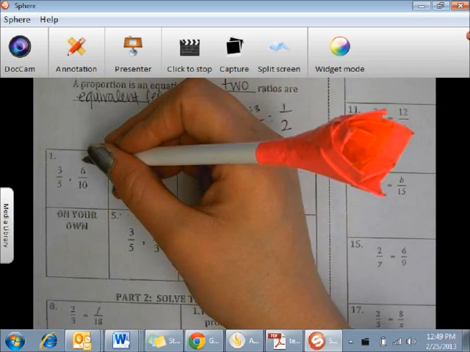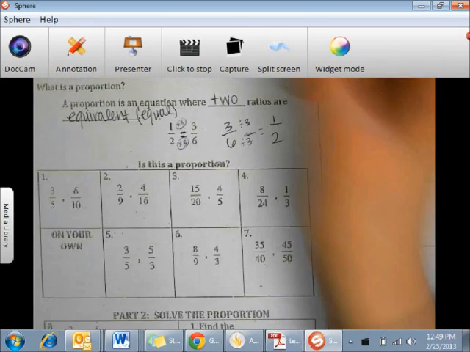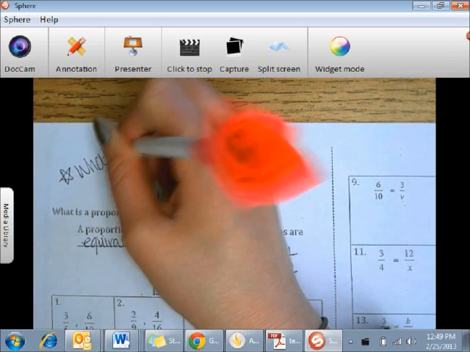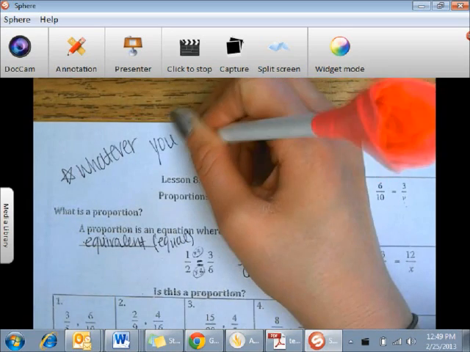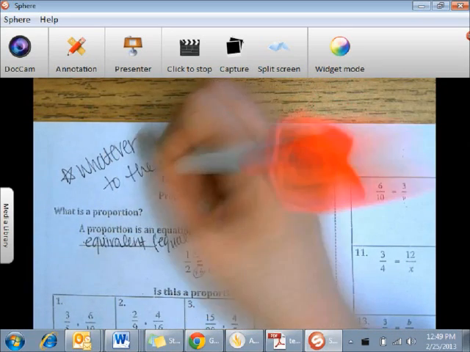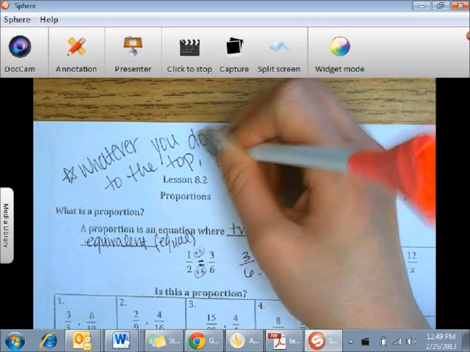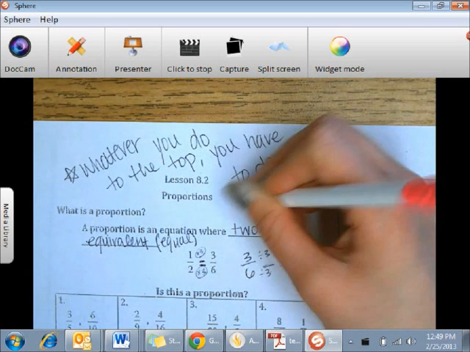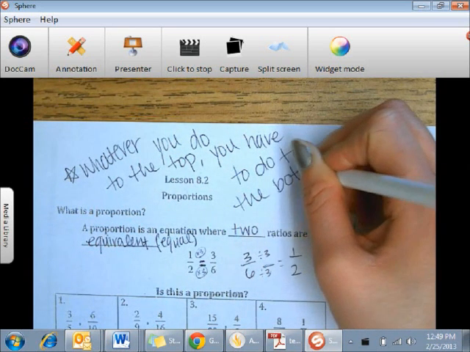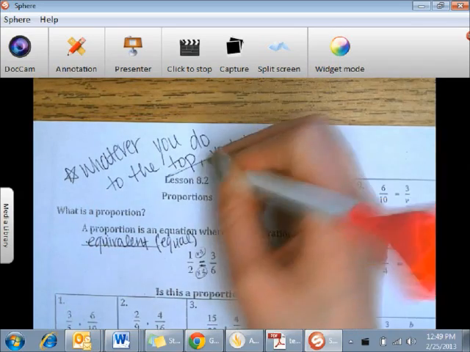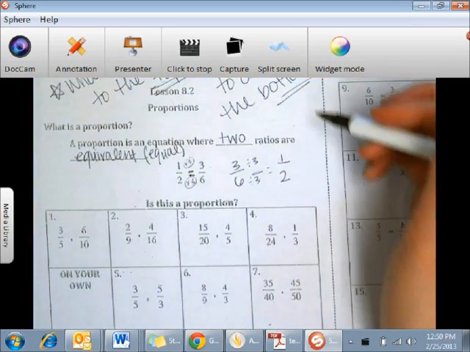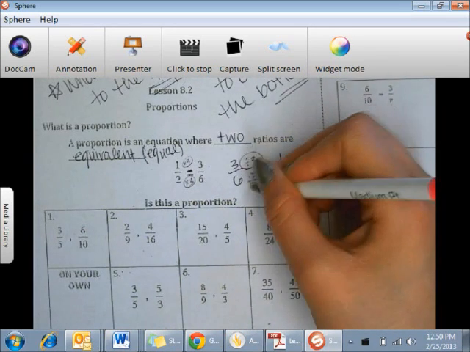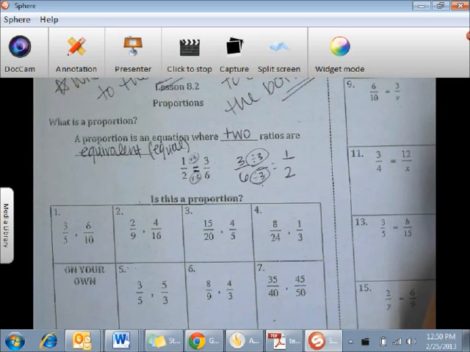The key rule for a proportion, and we can write this at the top of our paper, is whatever you do to the top, you have to do to the bottom, and vice versa, right? So for instance, in here we multiplied by 3, and here we divided by 3, but it was the same thing on the numerator and the denominator, the top and the bottom.